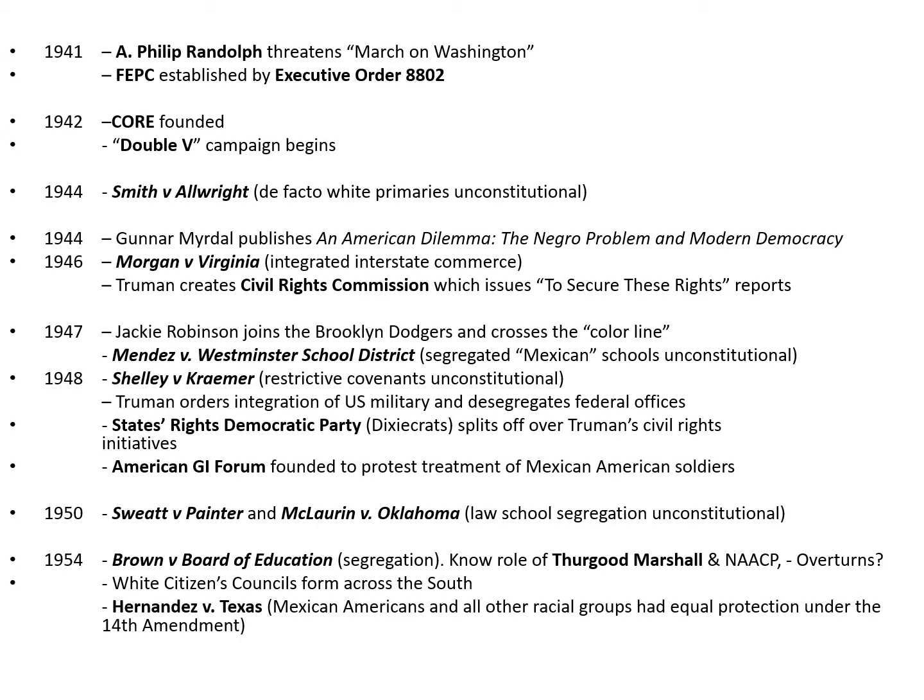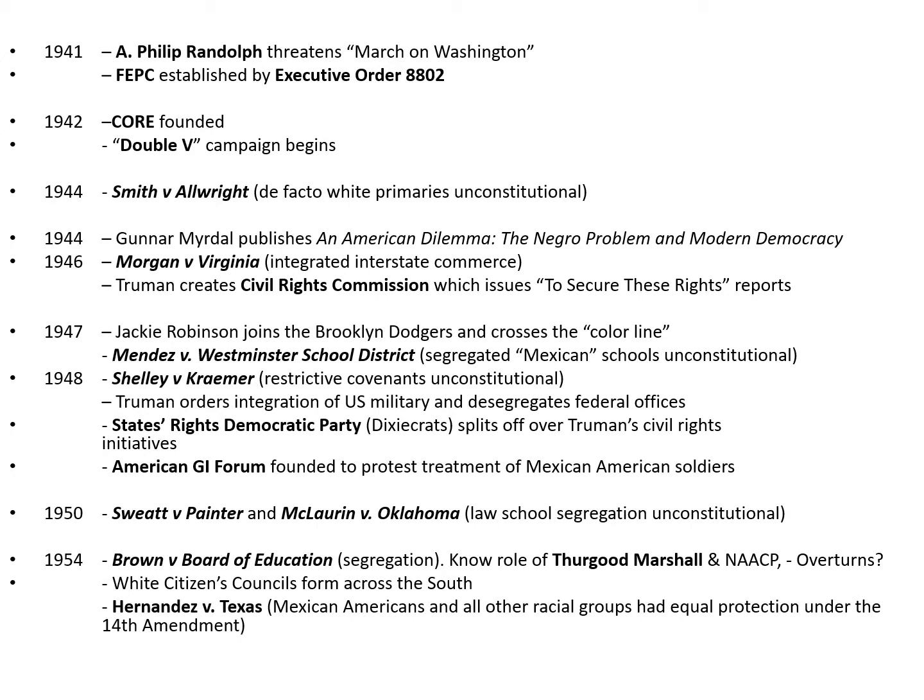But all of that's gone. So 44, Myrdal publishes An American Dilemma, and again, this is highlighting the inequality issues. Morgan v. Virginia integrates interstate commerce now. So we're bringing those together.